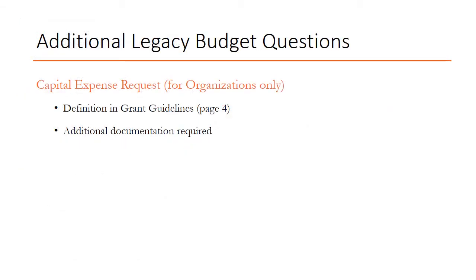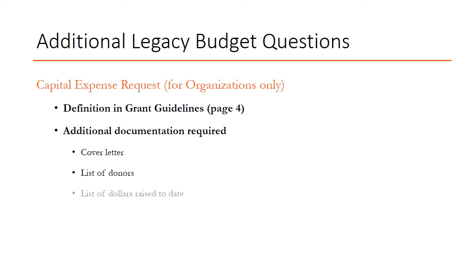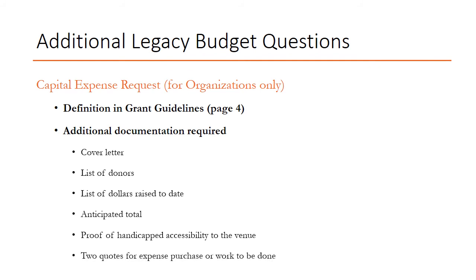The final question on the Legacy Budget section asks about a capital expense request. Organizations should answer yes or no, and individuals should select NA. If your budget is requesting funding for a capital expense, a definition of which is found in the guidelines, additional documentation will be required, including a cover letter, list of donors, list of dollars raised to date, anticipated total, proof of handicapped accessibility to the venue, and 2 quotes for the purchase.